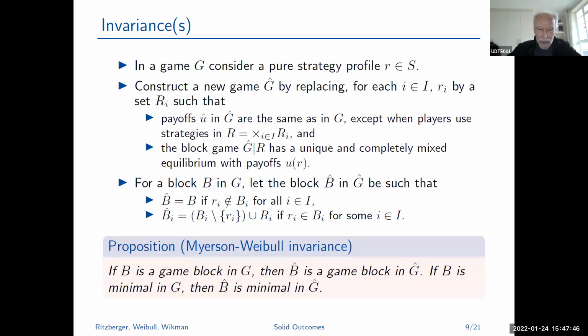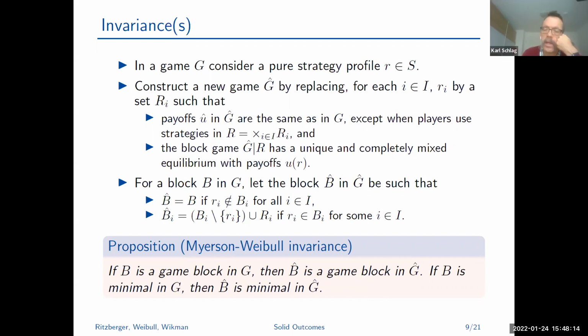And then the proposition says that if B is a game block in G, then this newly constructed game block B hat is a game block in G hat. And if B is minimal in G, then B hat is minimal in G hat. Okay, so we can do this, intuitively replacing terminal nodes by subgames with a unique equilibrium. Okay, that doesn't affect the solution either.